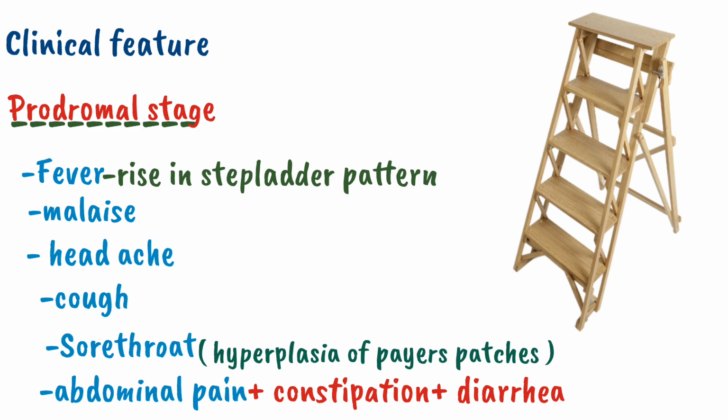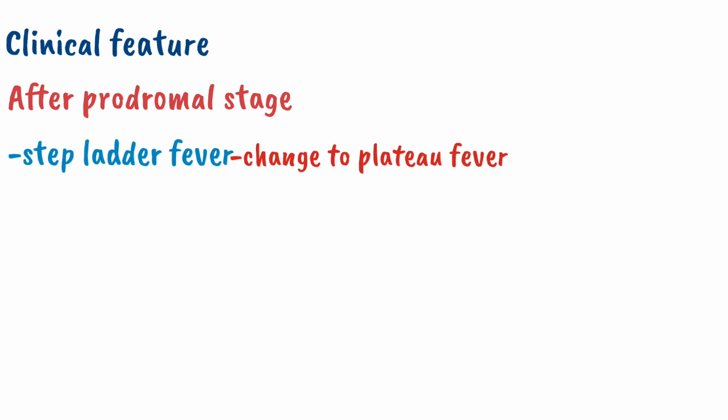The diarrhea is produced because the Salmonella irritates the intestinal mucosa. The diarrhea of typhoid is described as pea soup diarrhea. After the prodromal stage, this step ladder fever will change into a plateau fever, meaning that the patient will develop a high grade fever, usually greater than 104 degrees Fahrenheit, along with a toxic look.